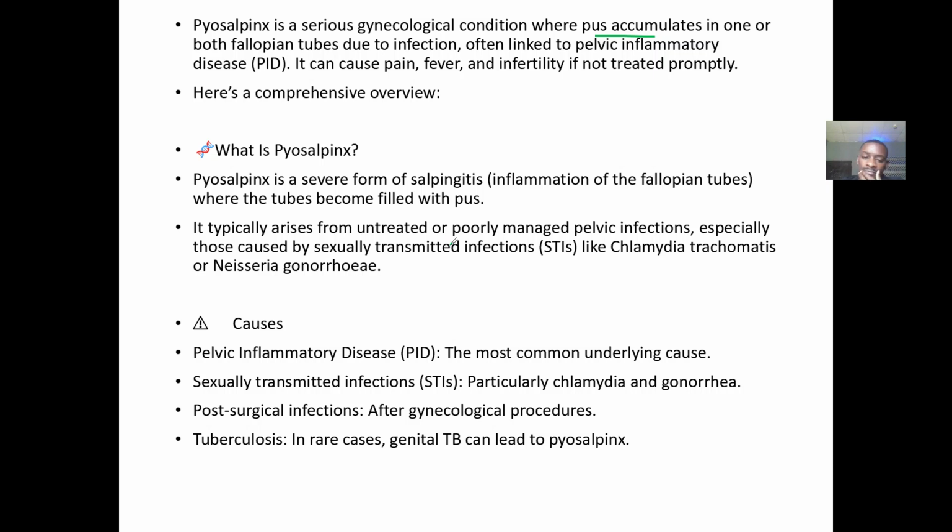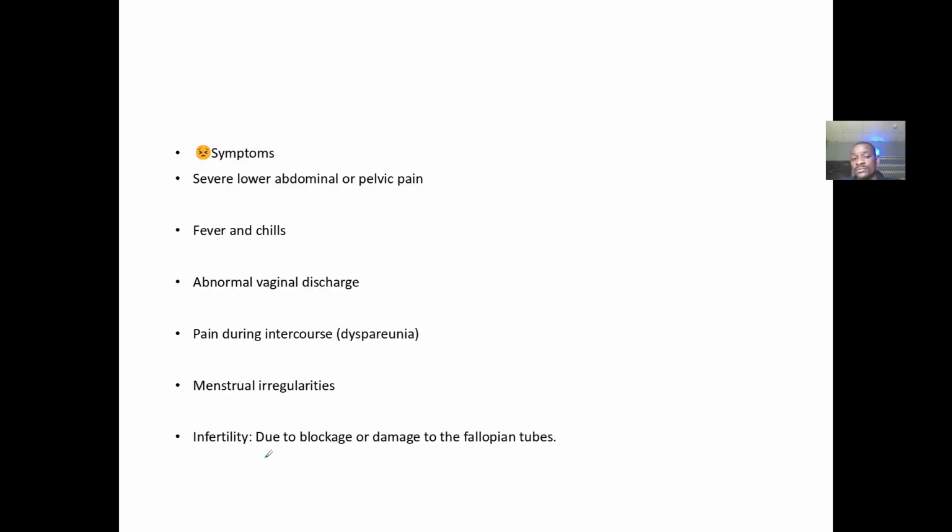gonorrhoeae. So causes: pelvic inflammatory disease, sexually transmitted infections like the Chlamydia trachomatis, Neisseria gonorrhoeae, like we spoke about, and sometimes is coming in as a result of surgical complications, sadly. Okay. And sometimes you can have extrapulmonary tuberculosis spreading to other structures like the fallopian tubes too.